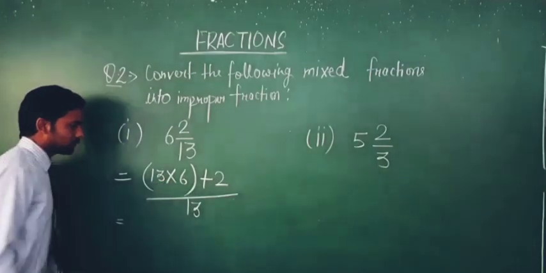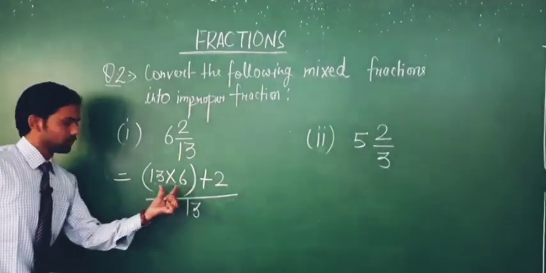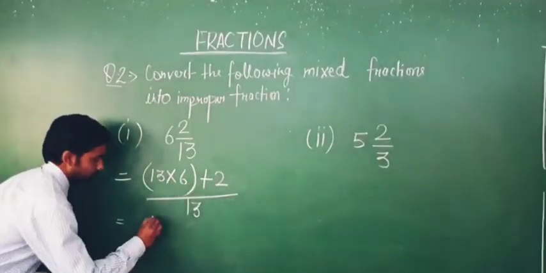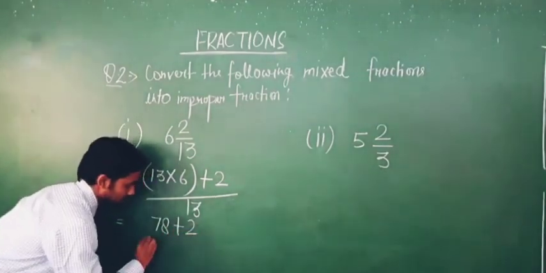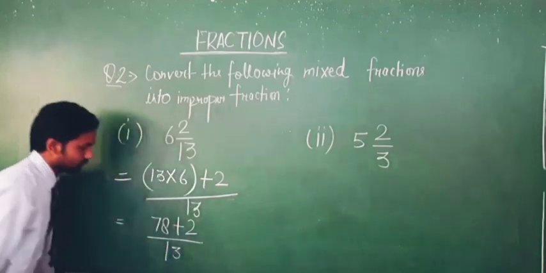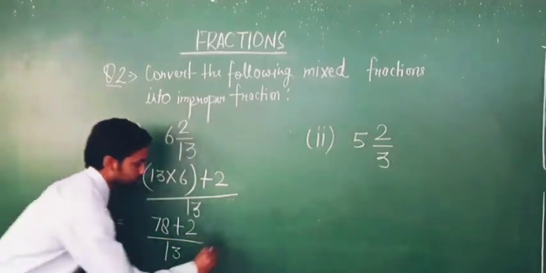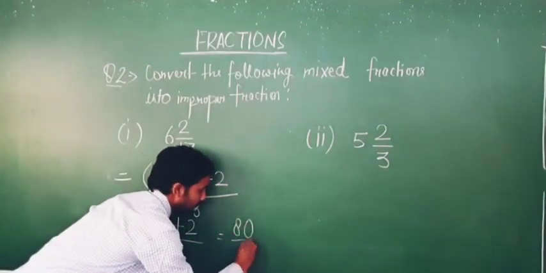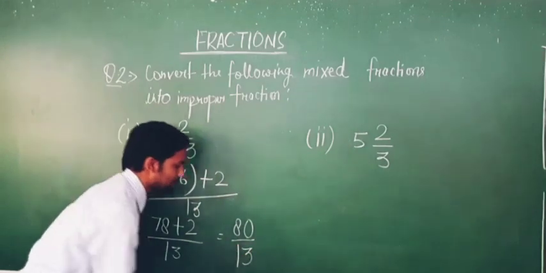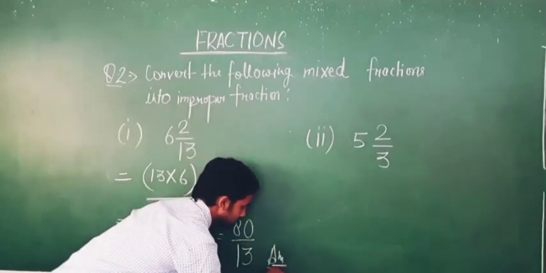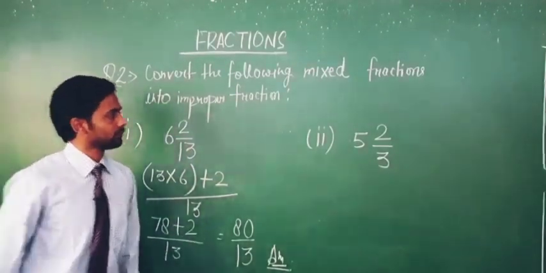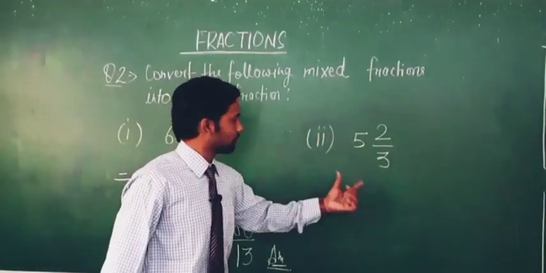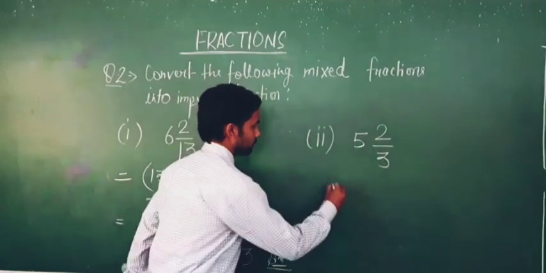Then we multiply 13 by 6. 13 sixes are 78, plus 2, upon 13. 78 plus 2 is 80 upon 13, and this is the required improper fraction. Then part number 2: 5 2 by 3.